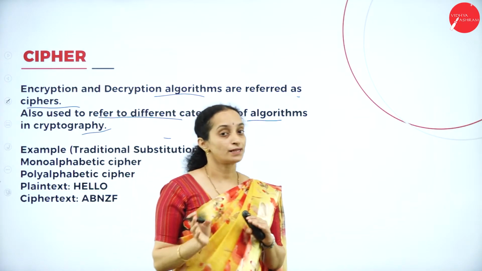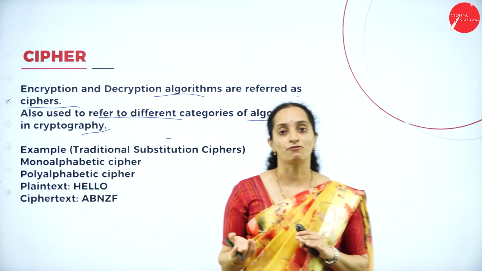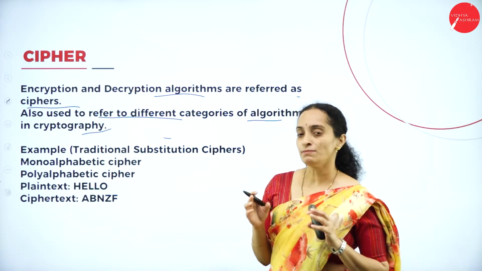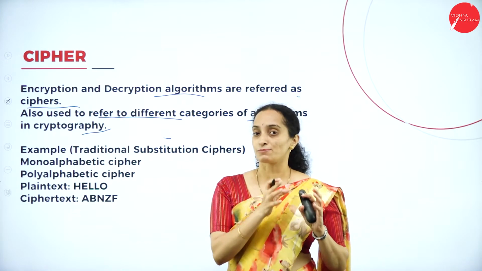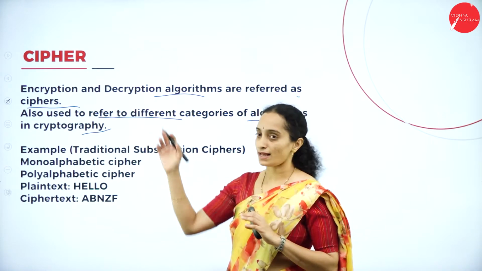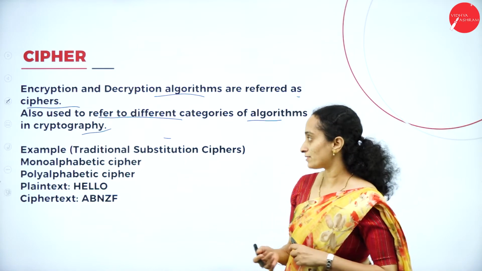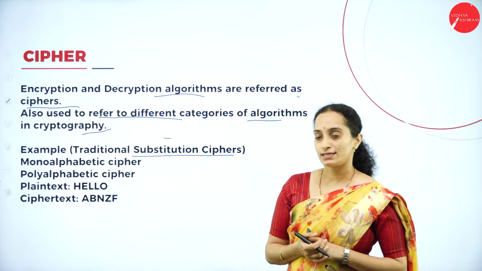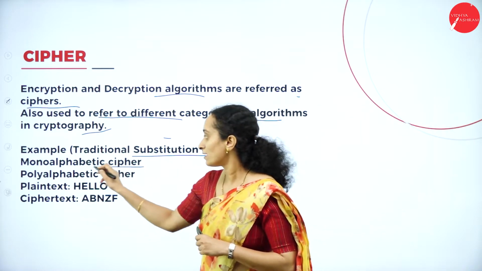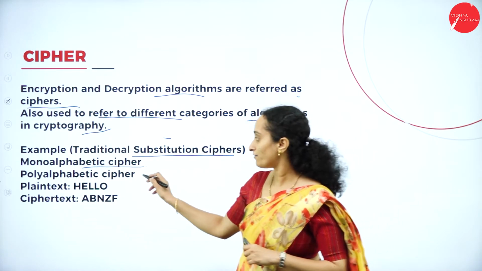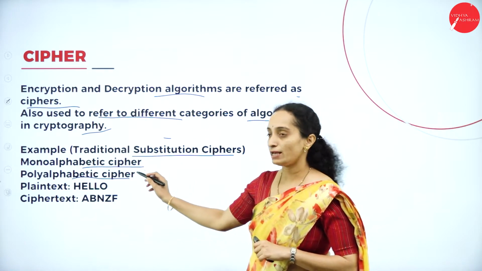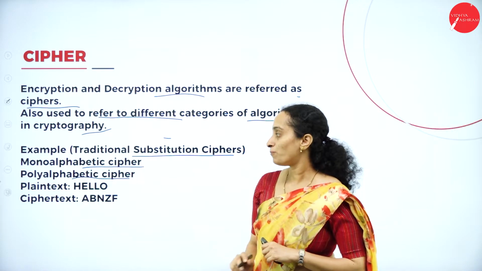Apart from encryption and decryption, other types of algorithms are also used as ciphers. Any algorithm used in the concept of cryptography is termed a cipher. Okay. There will be traditional substitution ciphers: monoalphabetic cipher and polyalphabetic cipher. So, there will be two types, monoalphabetic and polyalphabetic.